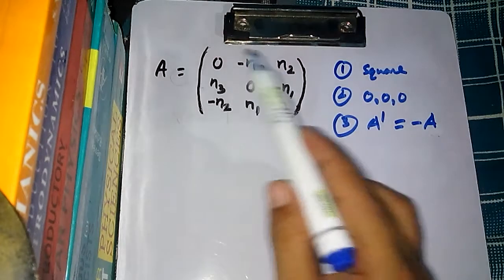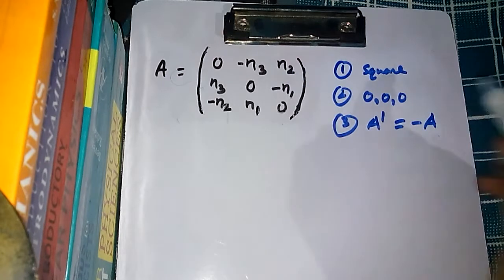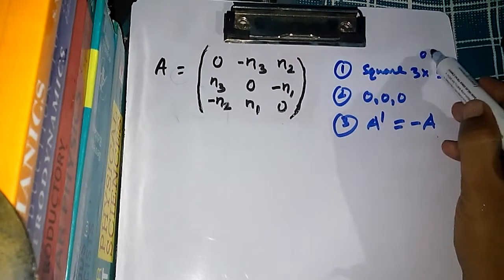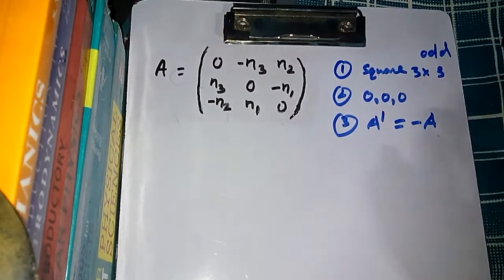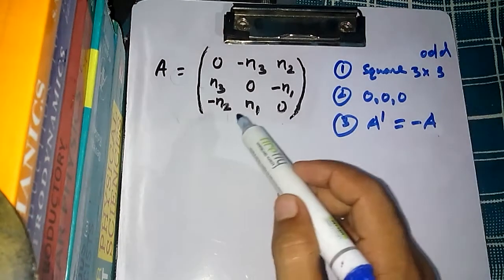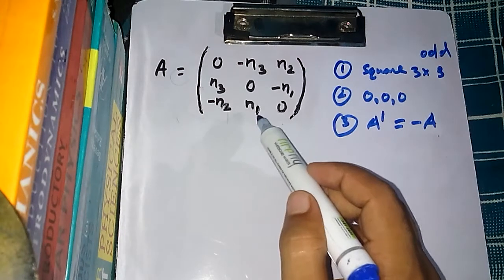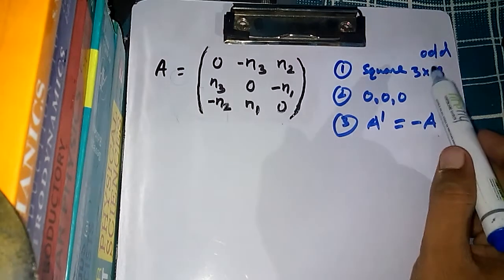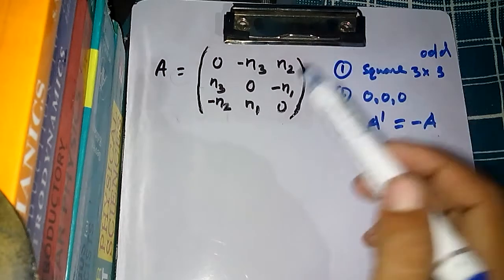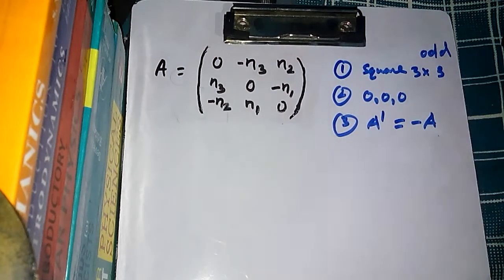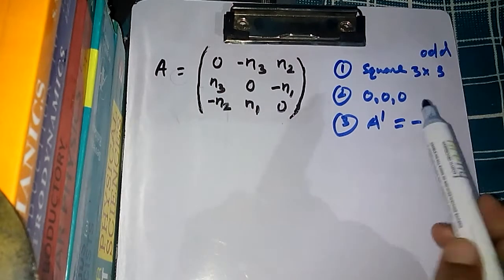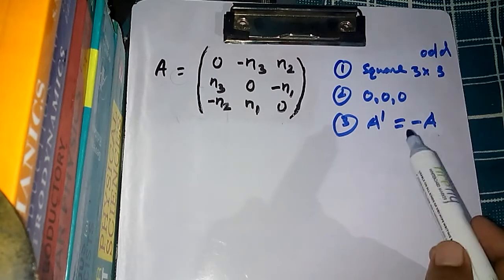So if we see, yes, this is a square matrix. This is of order 3 by 3. We can say this is an odd square matrix. Why odd? Because its order is 3 by 3 and 3 is odd. If this was a square matrix of order 2 by 2, then it would have been even. And if it is 5 by 5, then odd. If it is 4 by 4, then even, etc. And yes, the diagonal elements are 0. And A transpose should be equal to minus A.